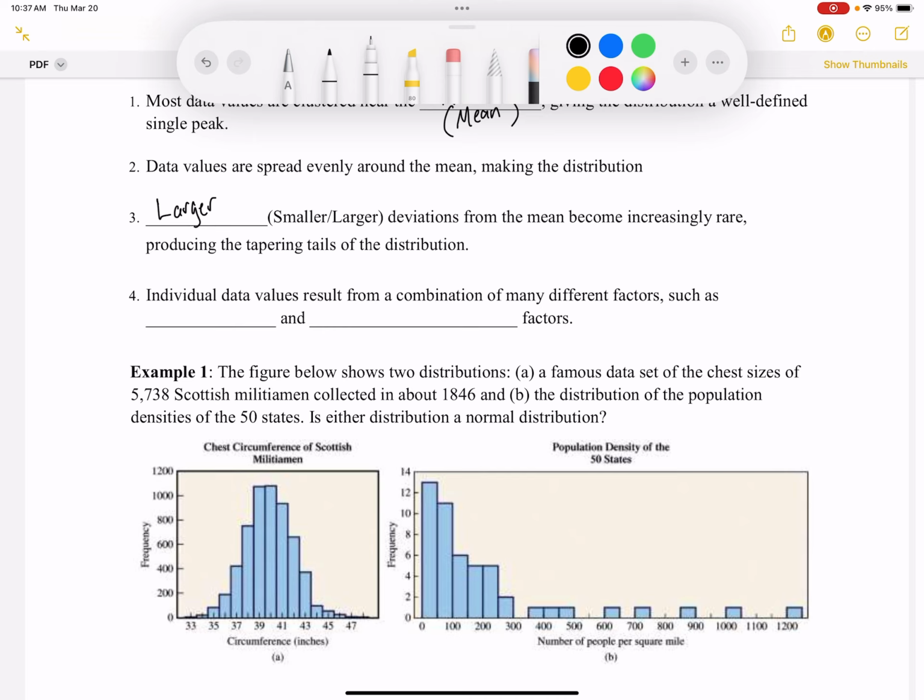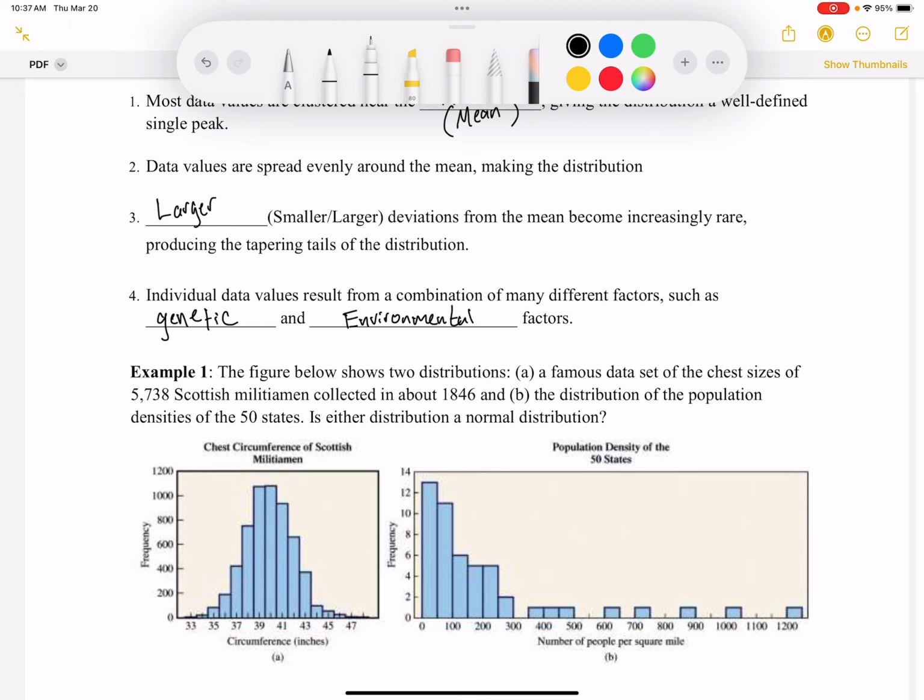Individual data values result from a combination of many different factors. It just depends on what you're talking about. It could be the genetics of a person. In the example we're about to talk about, it's more about genetics, and then the other example is about environmental factors. But it really just depends on whatever the data set is representing.